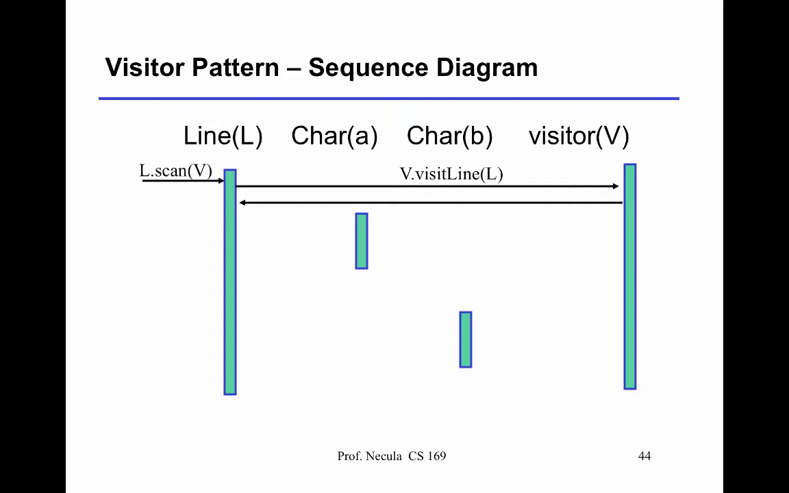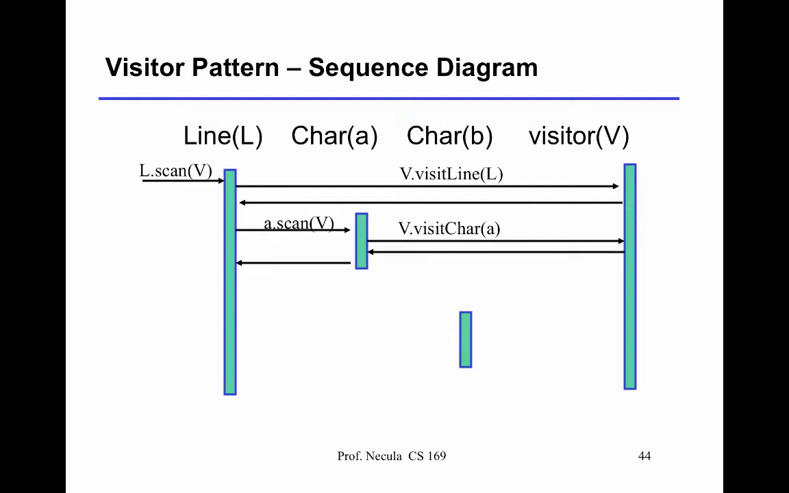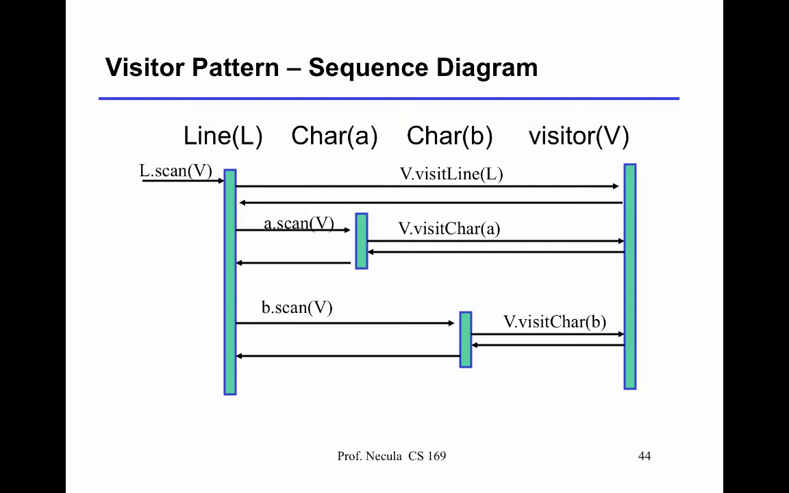Well, now we have notified the visitor that the line has been encountered. We have to descend down to our children and visit them, scan them. So I will call the scan method on the character A, passing it the same visitor. The scan method for a character calls visitChar on the visitor. When that returns, I'm done visiting, and I call the scan method on the second character. Okay? So this part implements the recursive traversal.